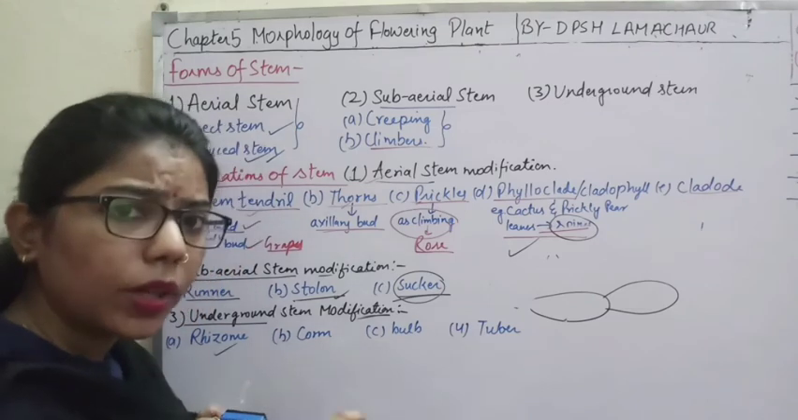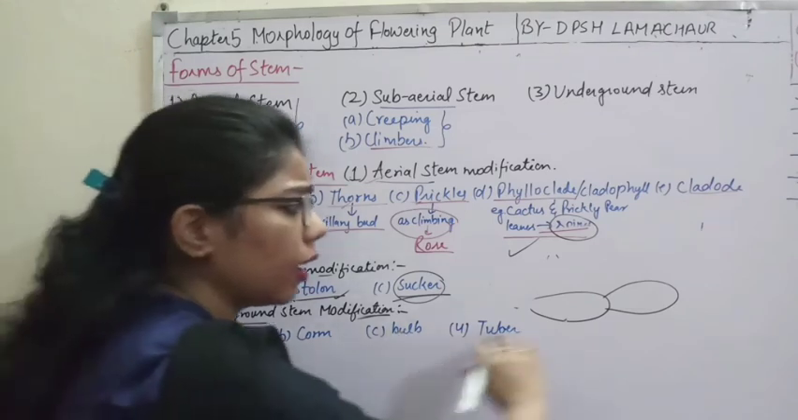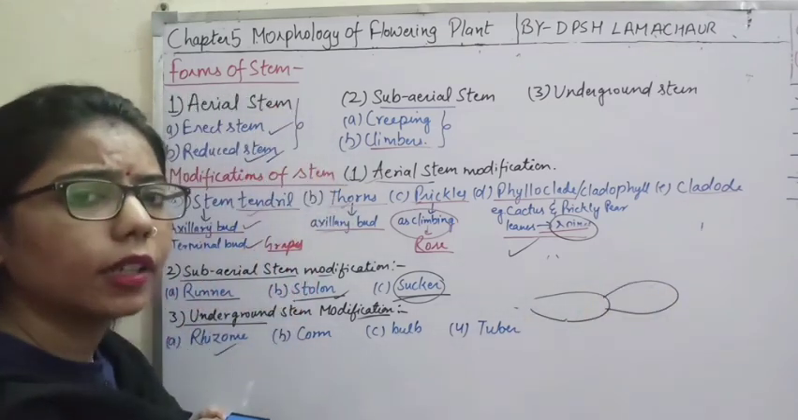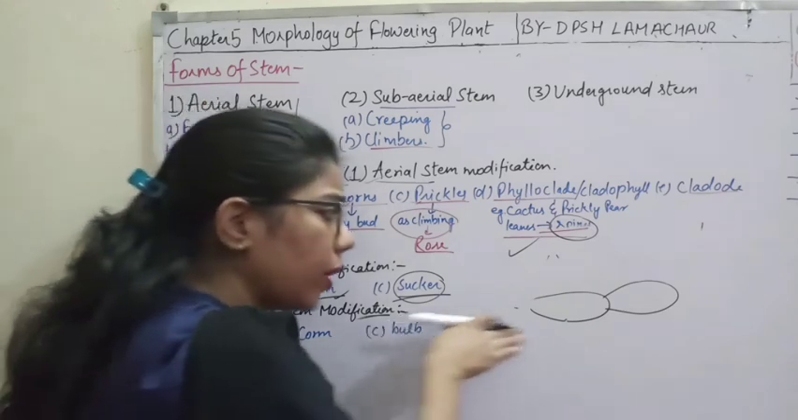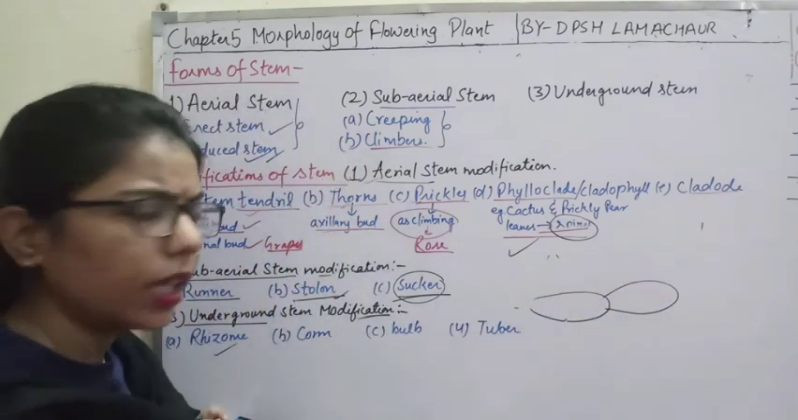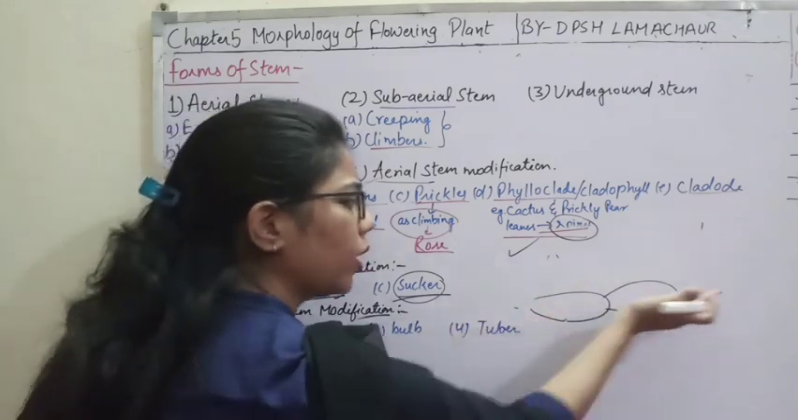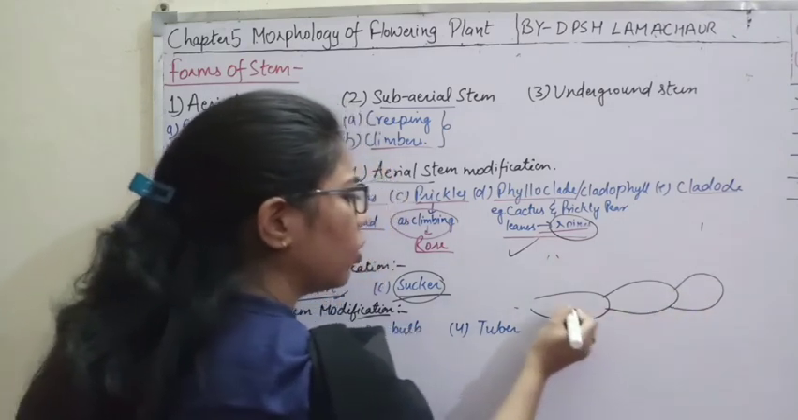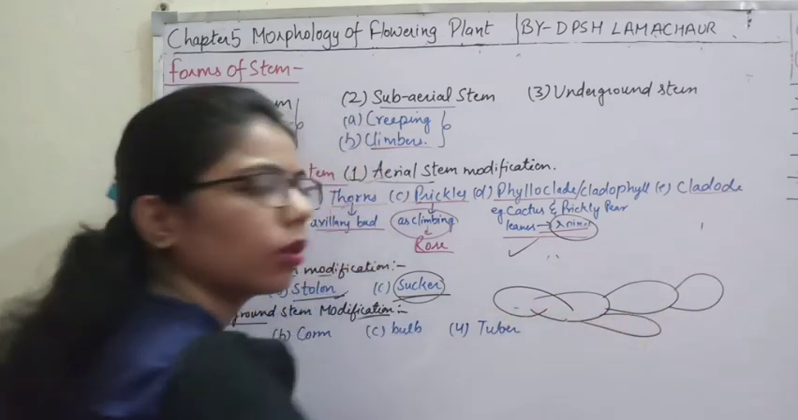Okay, have you seen the ginger? So how is it growing? Is it growing vertically or horizontally? How is it growing? It is growing horizontally. Okay, so how is it growing? It is growing horizontally, like this only.